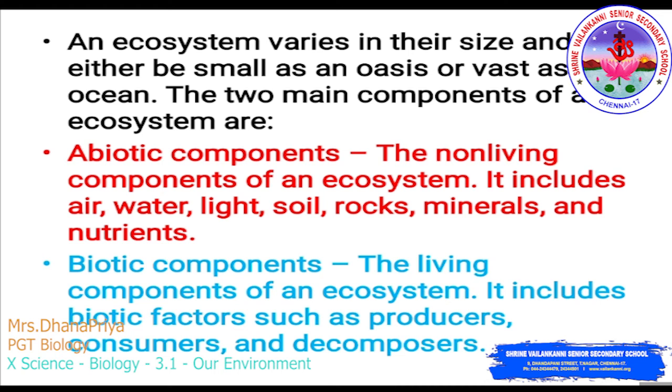The two main components of an ecosystem are the abiotic component and the biotic component. The abiotic components are called the non-living components of an ecosystem. They include air, water, light, soil, rock, minerals and nutrients. And the biotic components are the living components of an ecosystem. They include biotic factors such as producers, consumers and decomposers. So in this way the ecosystem varies in size.